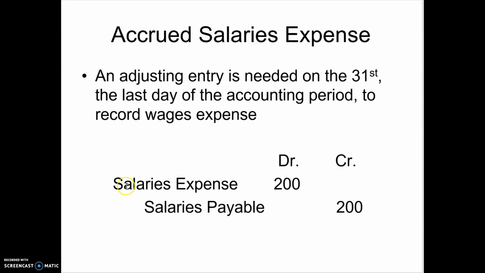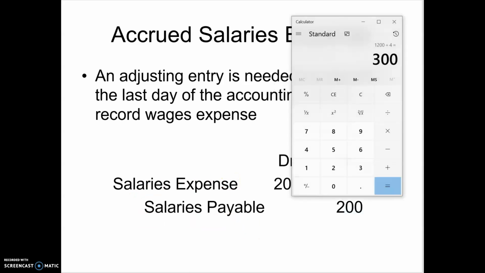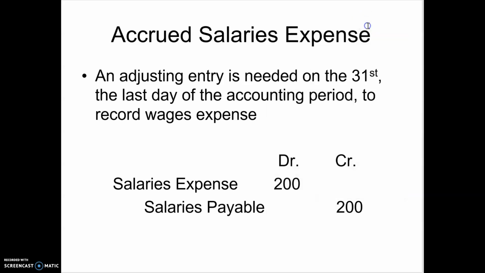So we make an adjusting entry. We debit salaries expense, we credit salaries payable. And $1,000 was for the 5-day work week. So that means $200 was the salaries expense for the 31st. So that's why we had a debit salaries expense, credit salaries payable.